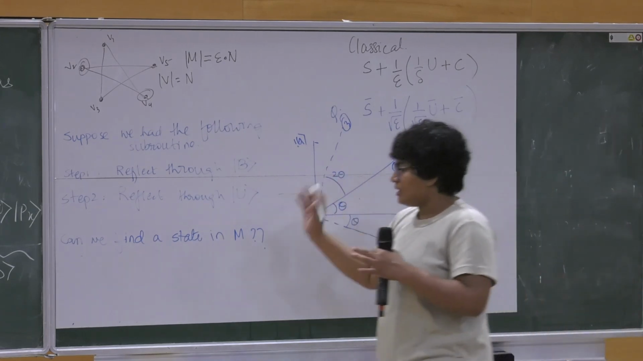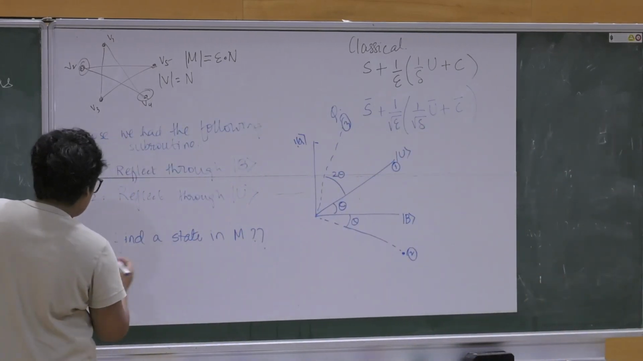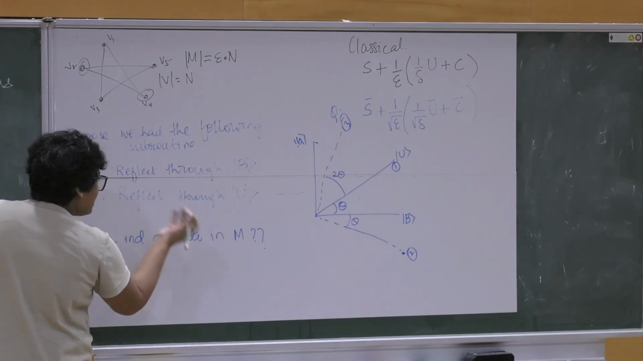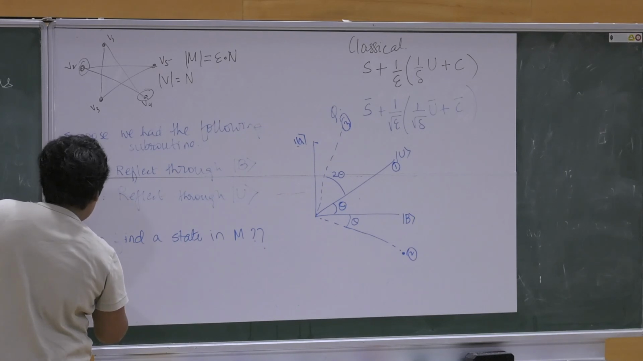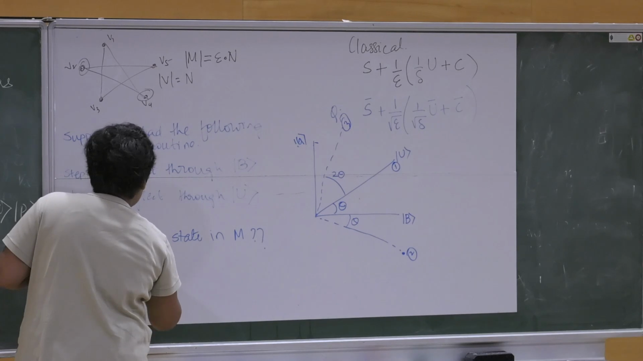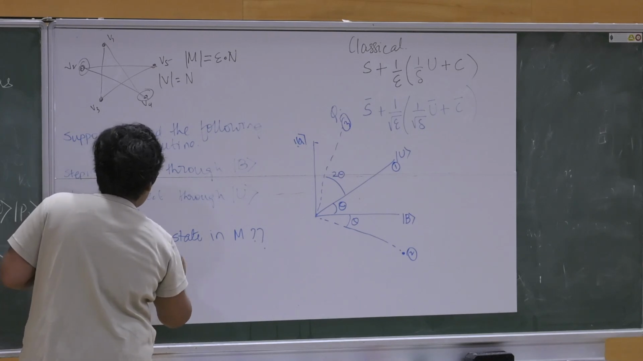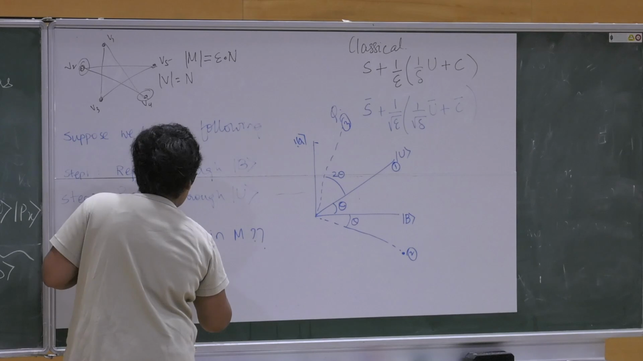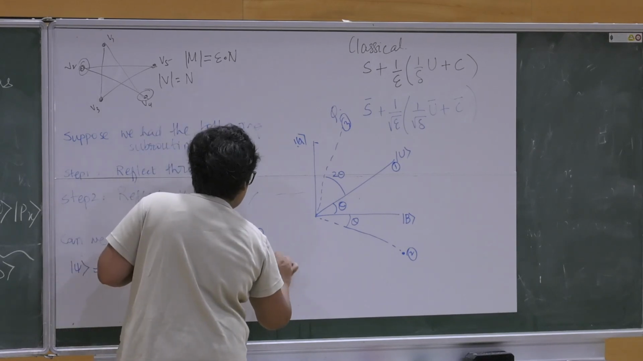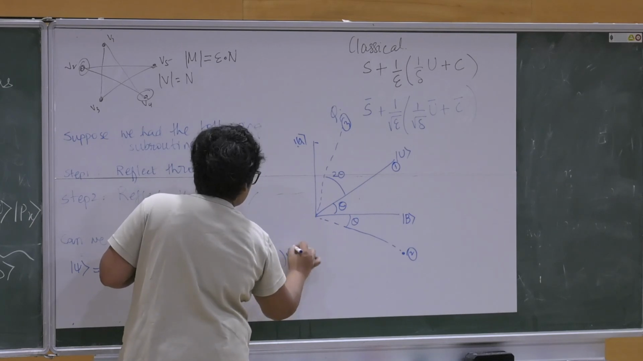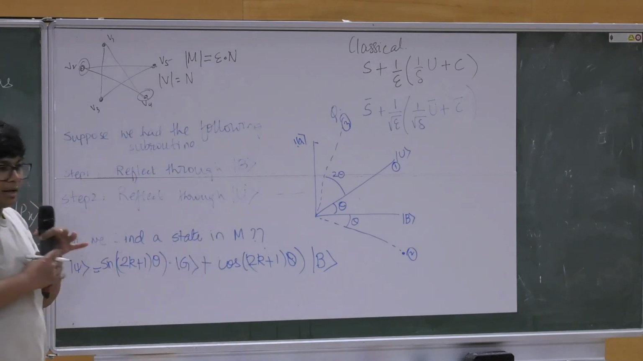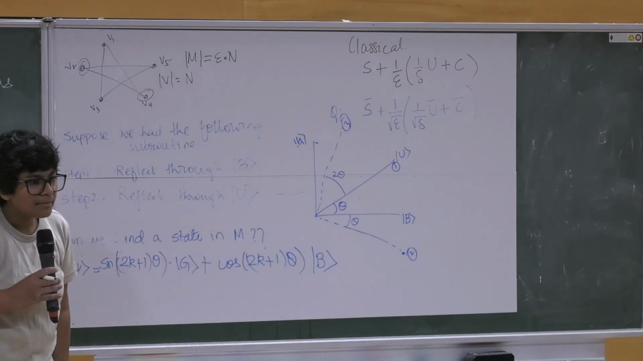Now, if I'm doing a k-step reflection procedure, at the end of k steps, the state of the algorithm, let's denote it by psi, looks something like sine of (2k plus 1) theta g plus cos of (2k plus 1) theta b. Okay?